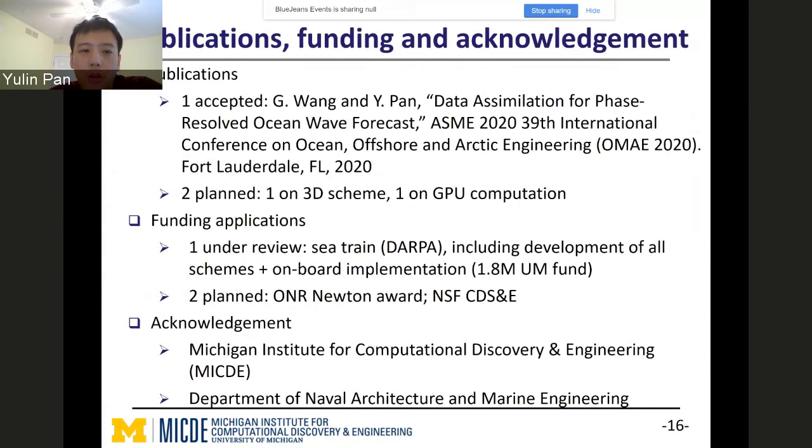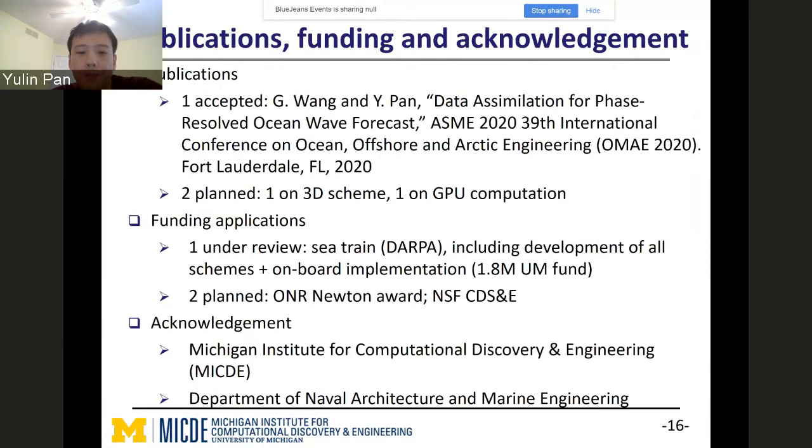For the publication and funding, we have one paper published on the 2D data assimilation scheme, and we have two planned, one for the 3D scheme and one for the GPU computation. For the funding application, I have one proposal under review for the C-Train program in DARPA. This project aims to develop connected vessels in the ocean like a train, and the purpose is to reduce the drag and increase the efficiency of the transport. The key issue in this project is to develop the wave prediction algorithm, a real-time wave prediction capability, so that the control of the C-Train can be implemented in real time.